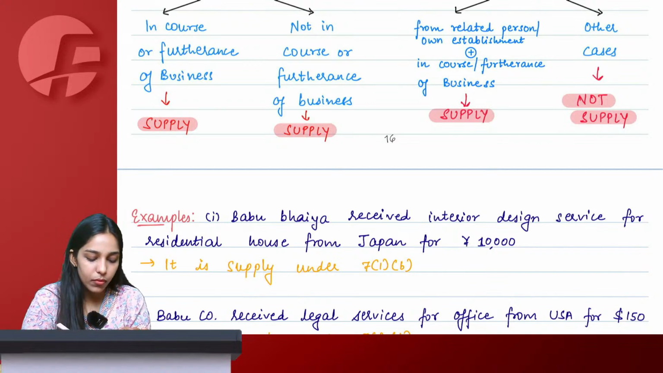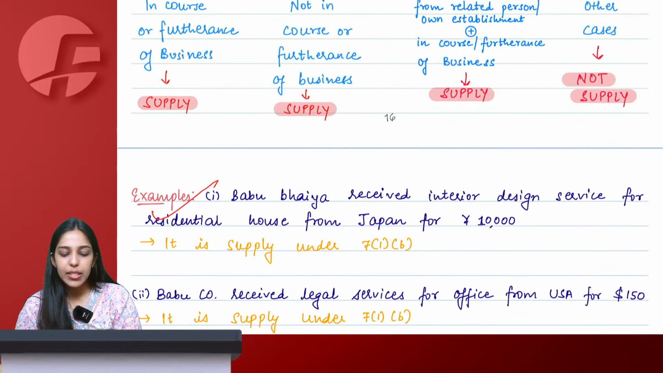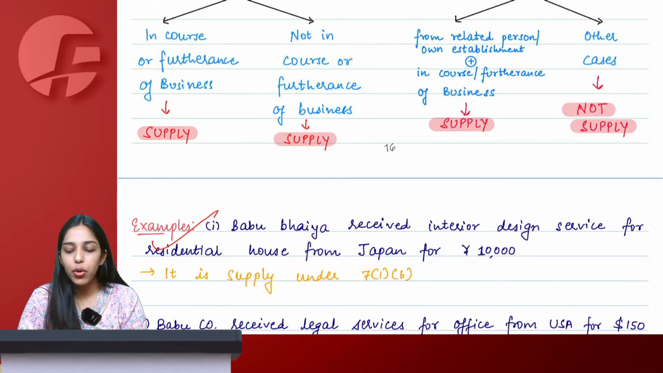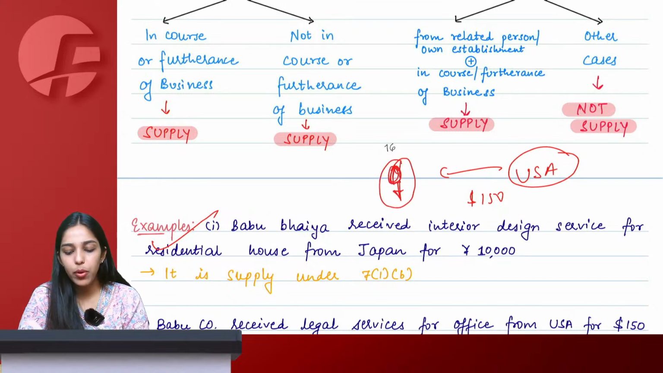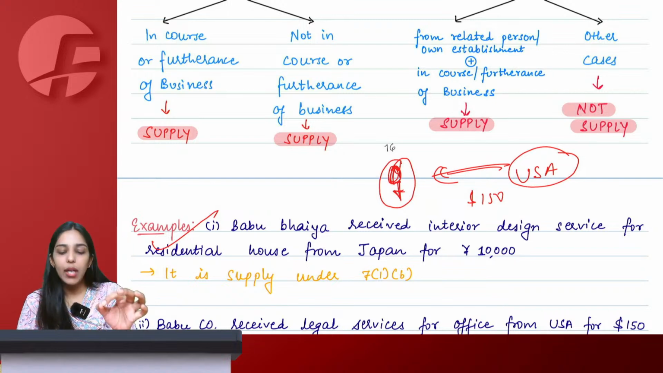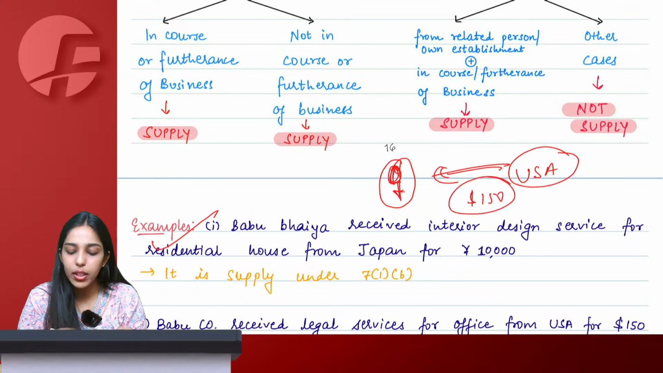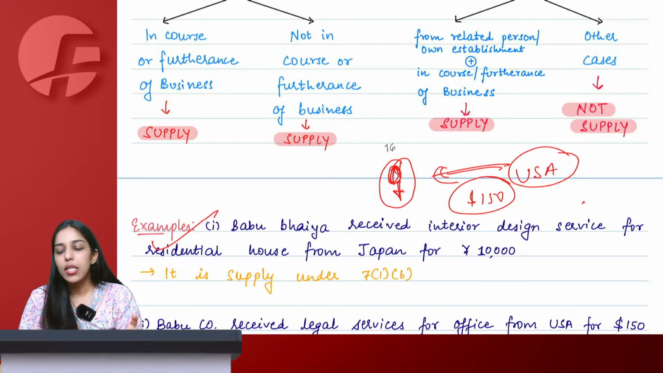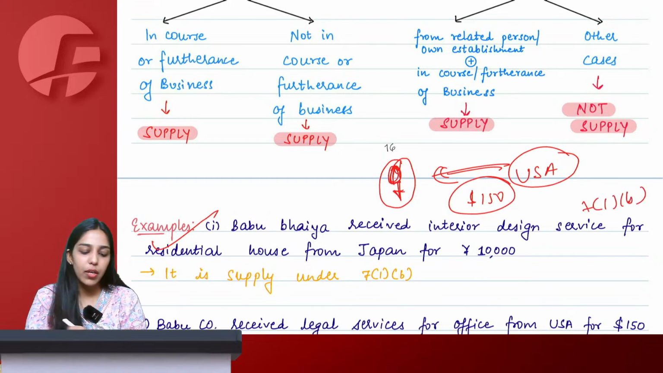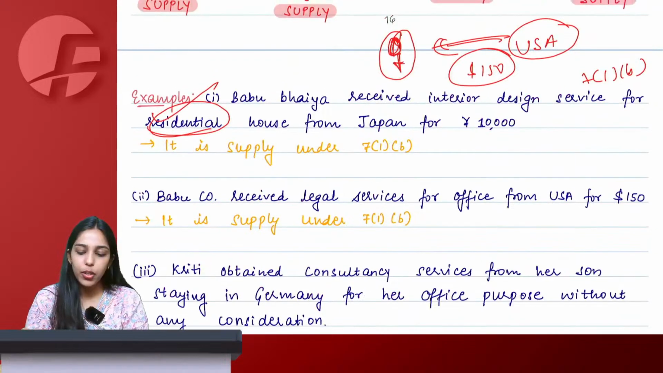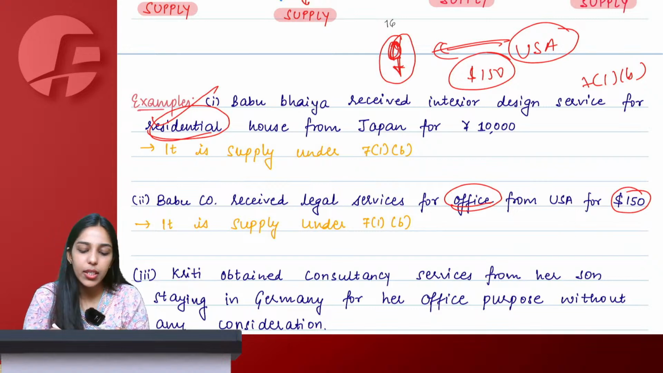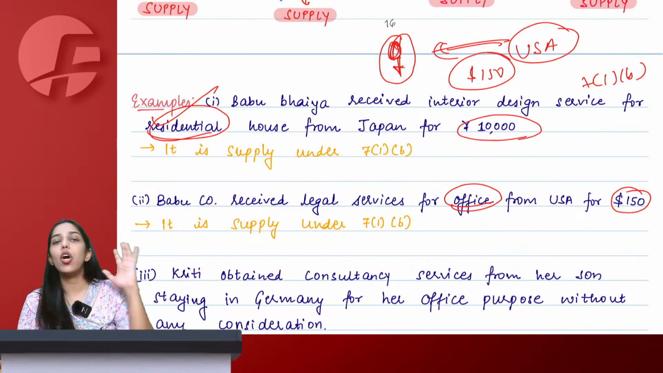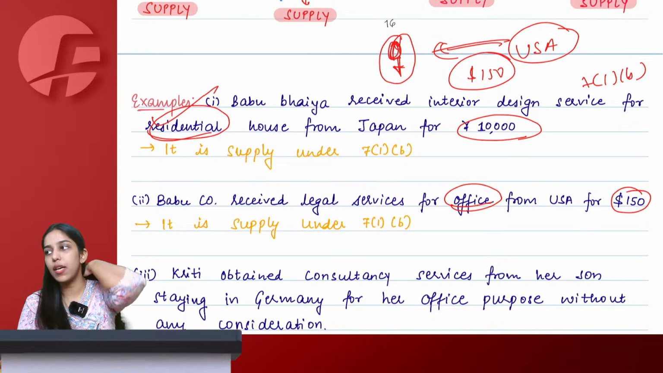Very good. Next question. Babu company received legal services. Now we have imported legal services from USA for $150 for our office purpose. So Babu and company has imported some kind of legal services from USA for consideration. Again, same clause, section 7(1)(b). Point number 1 was residential purpose and point number 2 here is office purpose. But in both cases, there is import of service for consideration. Then forget the purpose. It will always be treated as supply under section 7(1)(b).